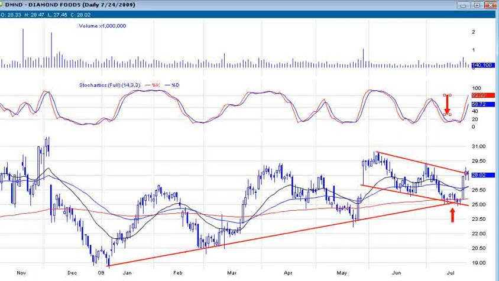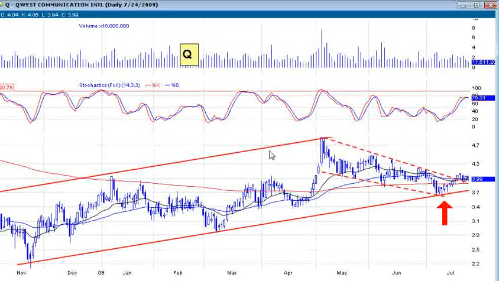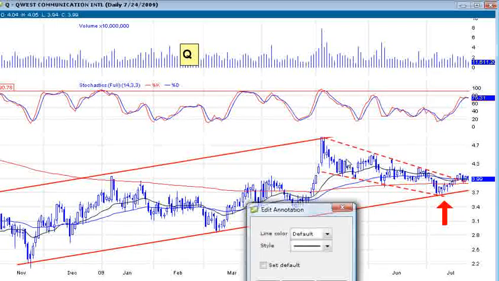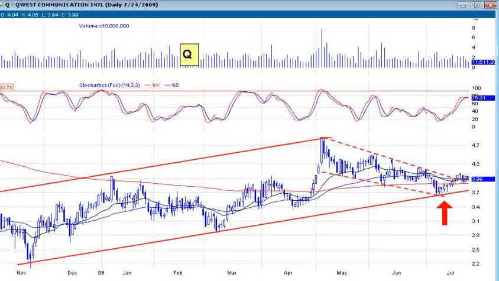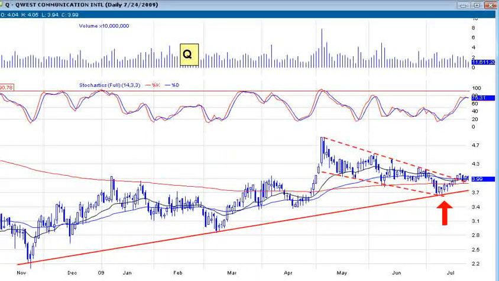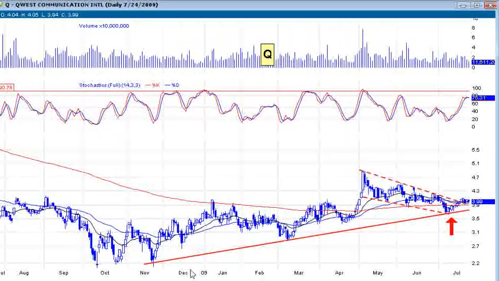Quest Communications is actually a similar setup here. You can see a trend line here. Won't even look at the top trend line here. We'll get rid of the top trend line. This is Q. Q is the name of the Quest Communications. You go all the way out to November, and you can see this trend line that hit November and then hit May, and just extend it.